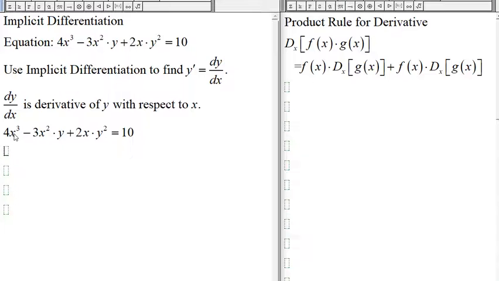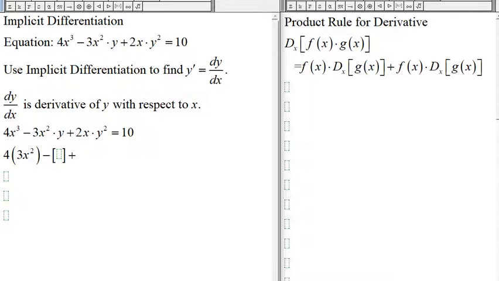So we have the first term here, which is 4x to the third, and there's no y here, and we're doing derivative with respect to x. So this term only has x, and therefore we just do the regular derivative. So it'll be 4 times the derivative of x to the third, which is 3x to the second. And then minus, and we'll leave some space for the derivative of this product right here.